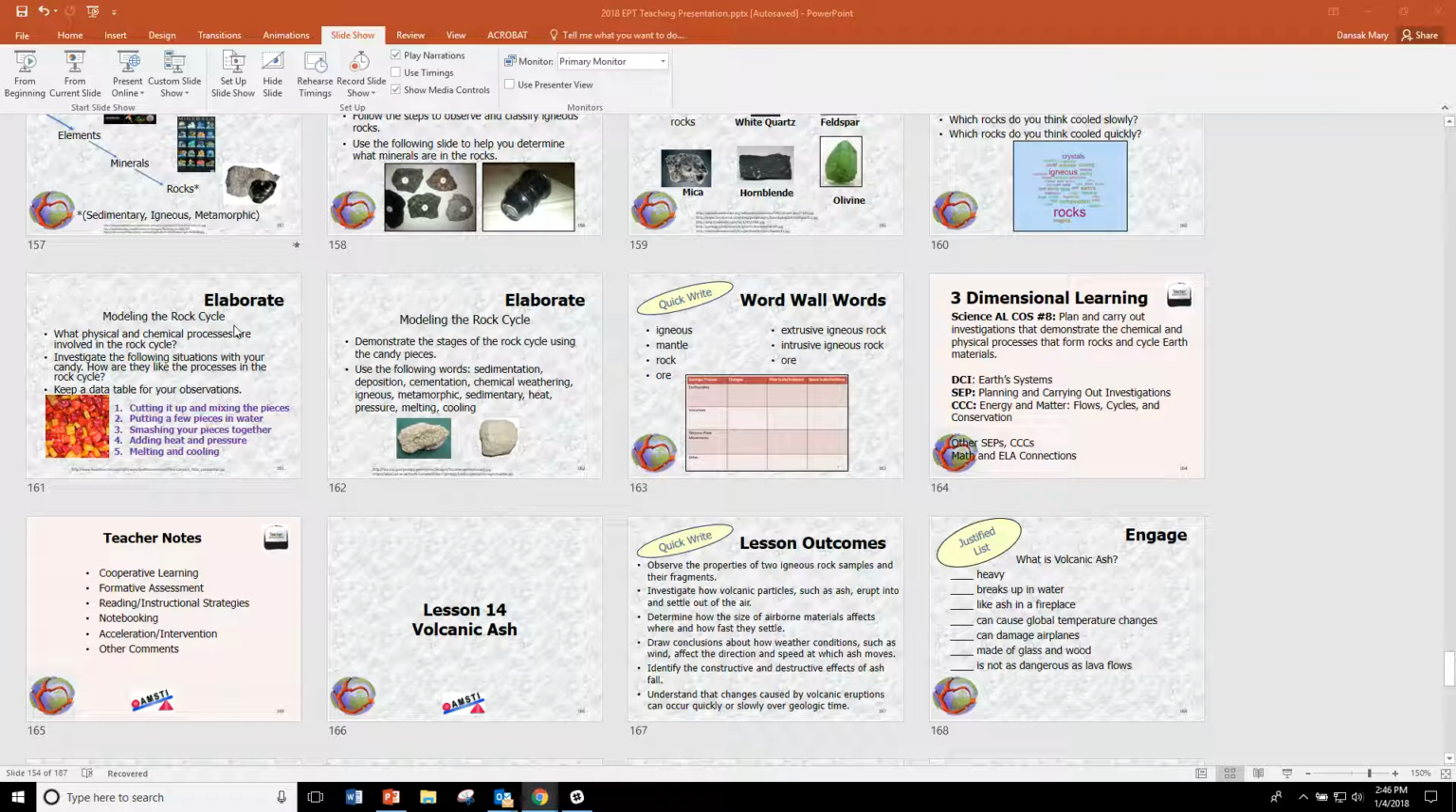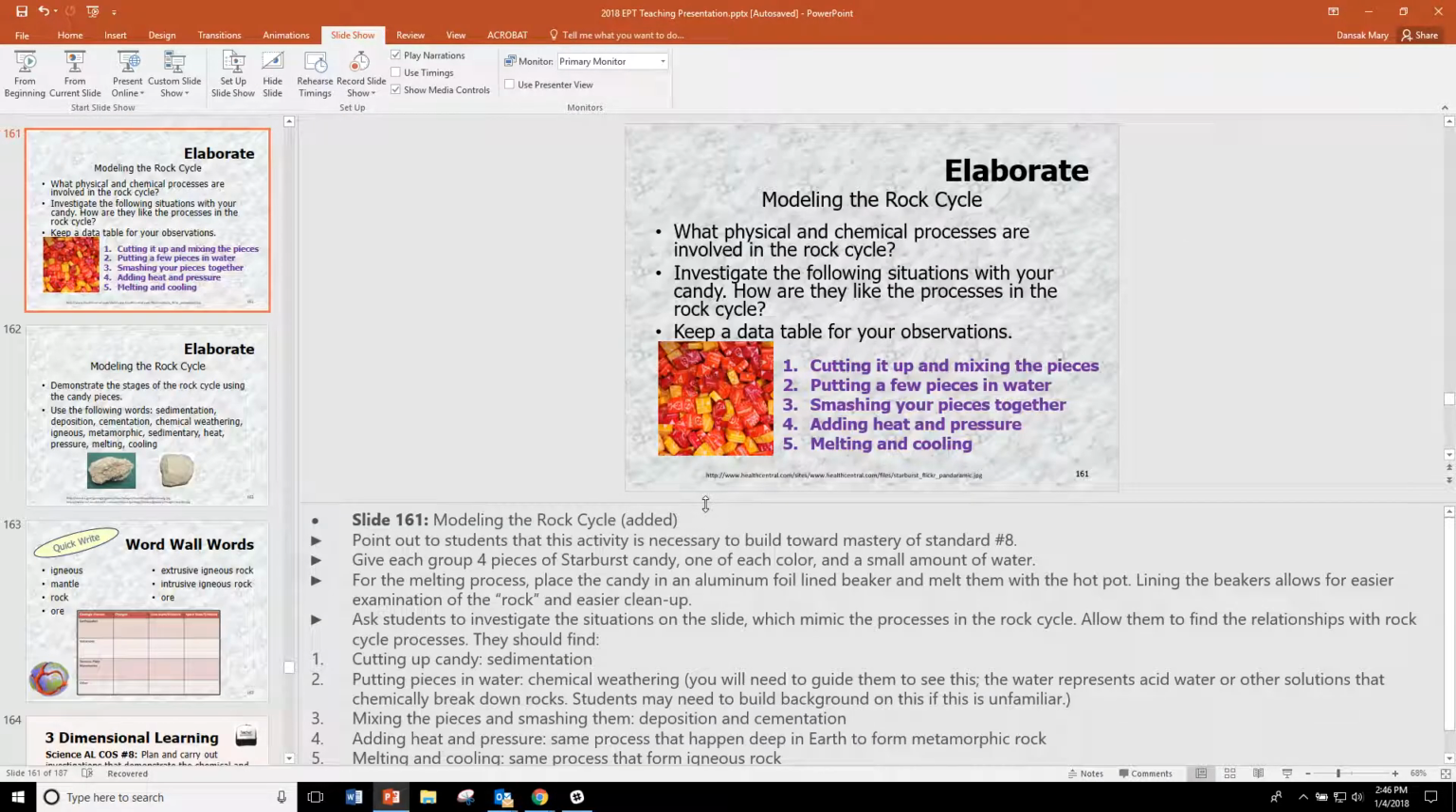We've added an activity on modeling the rock cycle in which students use starburst candy to model the steps and the phases in the rock cycle. And again, you may or may not need to do some review on the rock cycle, and particularly this little chunk of words here on slide 162. These are the words that students need to be familiar with as they go through the rock cycle. I'm going to click on this slide so you can see the notes.